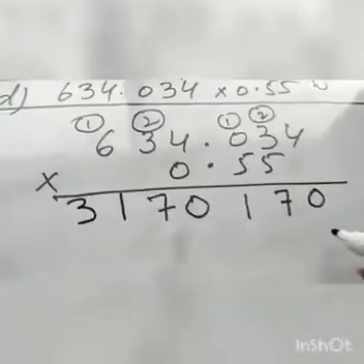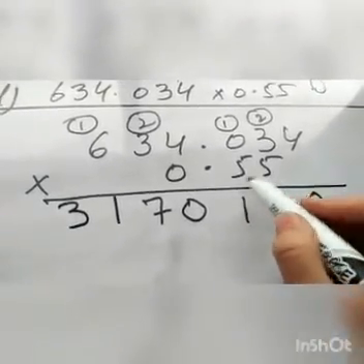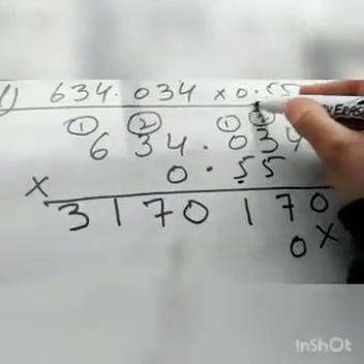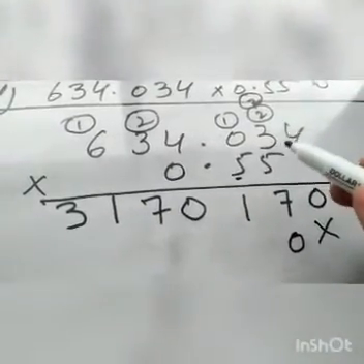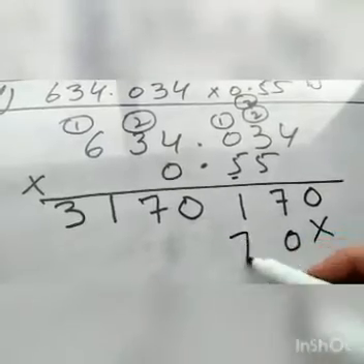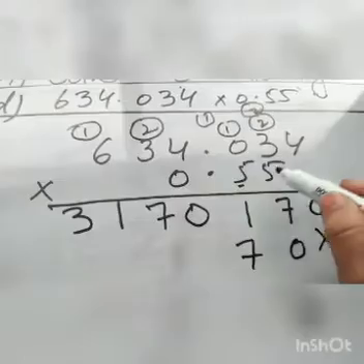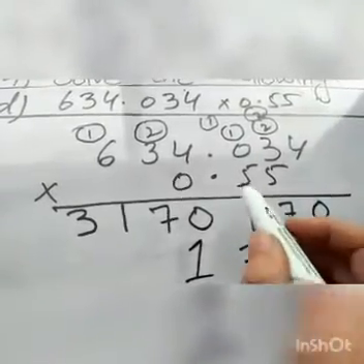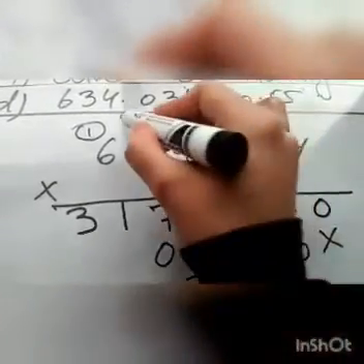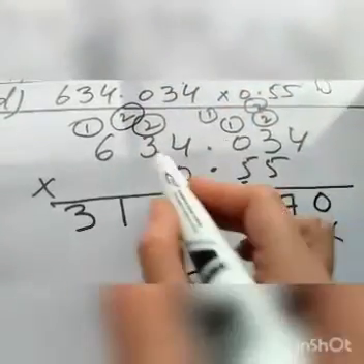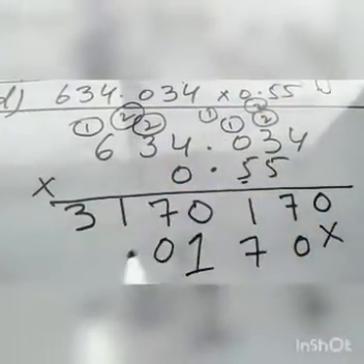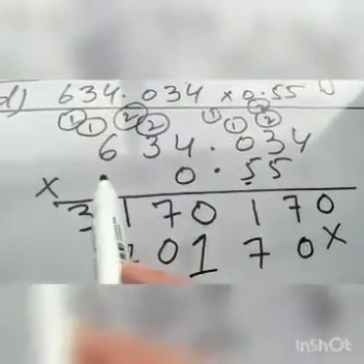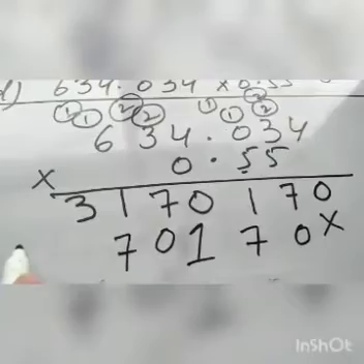Okay. The second digit from 0.55 is 5. 5 4 times is equal to 20, 2 carry over to the next. 5 3 times is equal to 15 plus 2 is equal to 17, 1 carry over to the next. 5 0 times is equal to 0 plus 1 is equal to 1. 5 4 times is equal to 20, 2 carry over to the next. 5 3 times is equal to 15 plus 2 is equal to 17, 1 carry over to the next. 5 6 times is equal to 30 plus 1 is equal to 31.